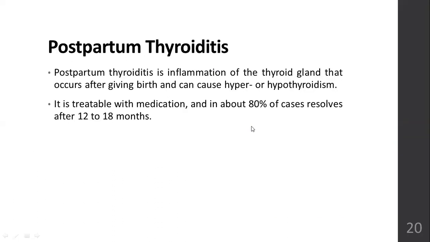Postpartum thyroiditis is the inflammation of the thyroid gland that occurs after giving birth. Postpartum means after birth. As soon as the child is born, the mother's postpartum period starts. It can cause hyperthyroidism or hypothyroidism. If the thyroid gland undergoes inflammation during the postpartum period, the mother may suffer from either hyperthyroidism, an overactive thyroid, or an underactive thyroid. It is a treatable condition. About 80% of the cases will resolve after the child's first birthday. With medication, you have to continue medication for 1 year, and it will be resolved.